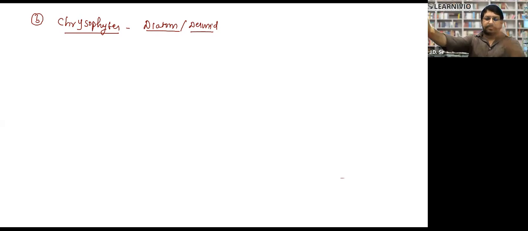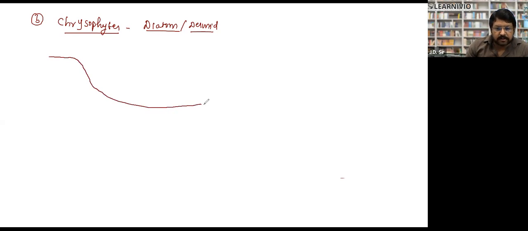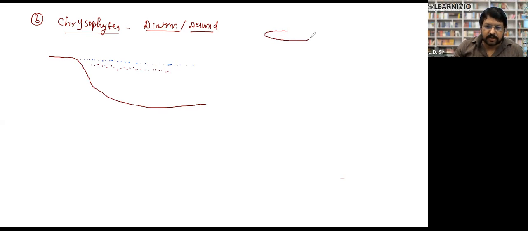Okay, so look, diatoms and chrysophytes are found in shallow oceanic water. These diatoms keep on floating on the surface. What is the peculiarity of these diatoms? This is the structure of a diatom.